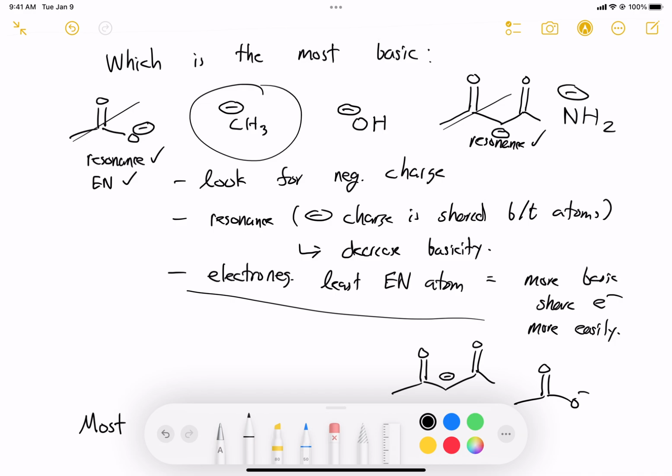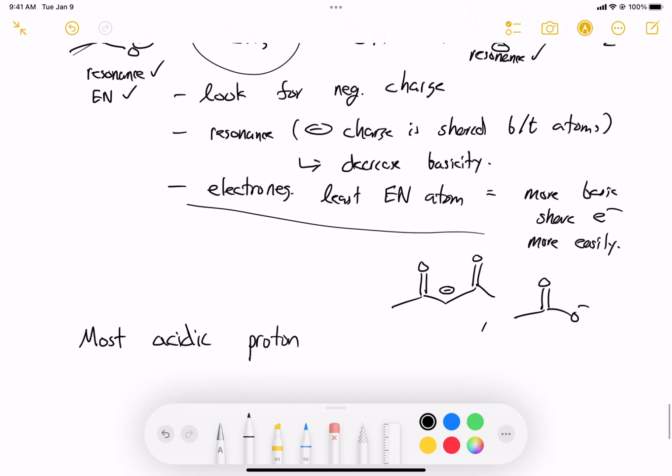So we have to kind of step back here. So even though, with acids, the first one's acetate, right? Even though it has only one carbonyl group, it's the most acidic because in both resonance structures the negative charge is on the oxygen, whereas in this structure on the left here the negative charge is on the carbon atom. So that's why this one is a weaker base, because the electrons are being shared less.